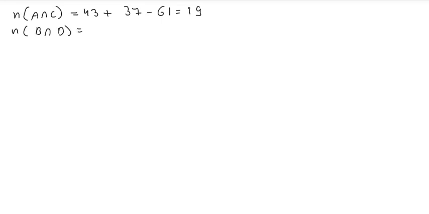Here n of A intersection C is equals to 43 plus 37 minus 61, which is equals to 19. N of B intersection D is equals to 37 plus 35 minus 59, which is equals to 13.